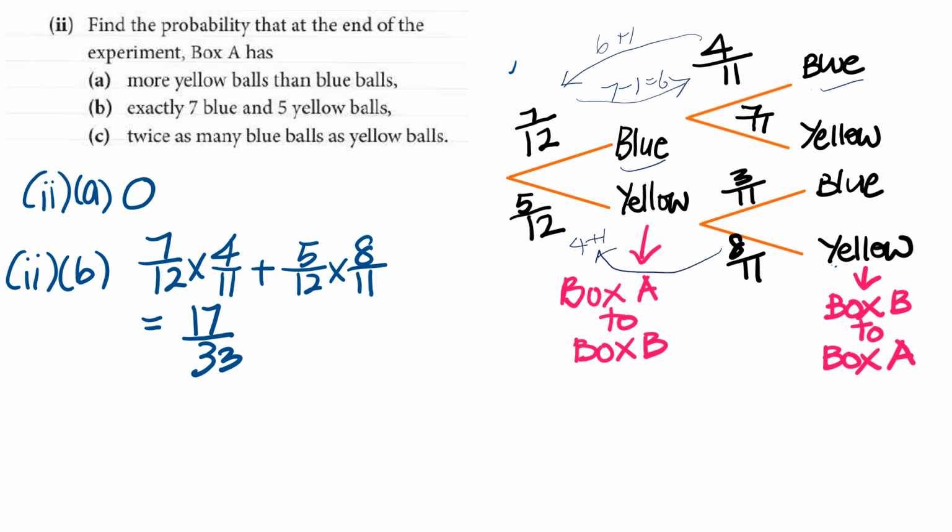So therefore, the probability to get 7 blue will be 7 over 12 times 4 over 11. Look at the blue branch. And for the 5 yellow, look at the yellow branch. Okay, so that's for part B. Now let's look at part C.